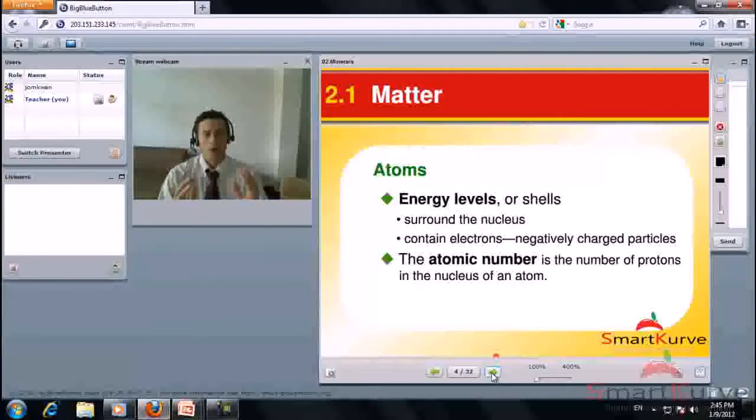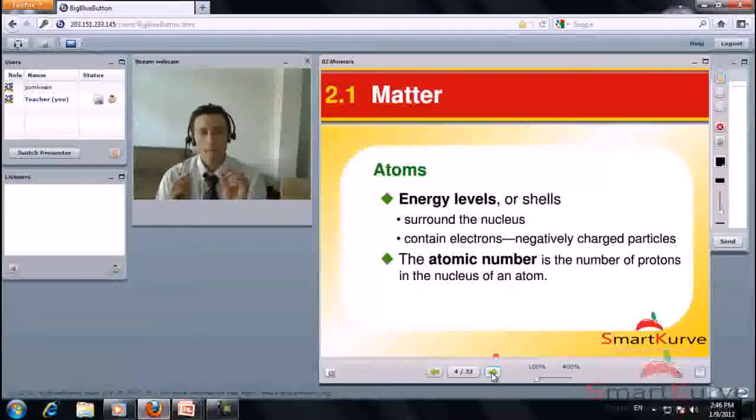Let's look at the next point. The atomic number is the number of protons in the nucleus of an atom. For example, hydrogen's atomic number is 1. A hydrogen atom will always have 1 proton. Oxygen's atomic number is 8. An oxygen atom will always have 8 protons.